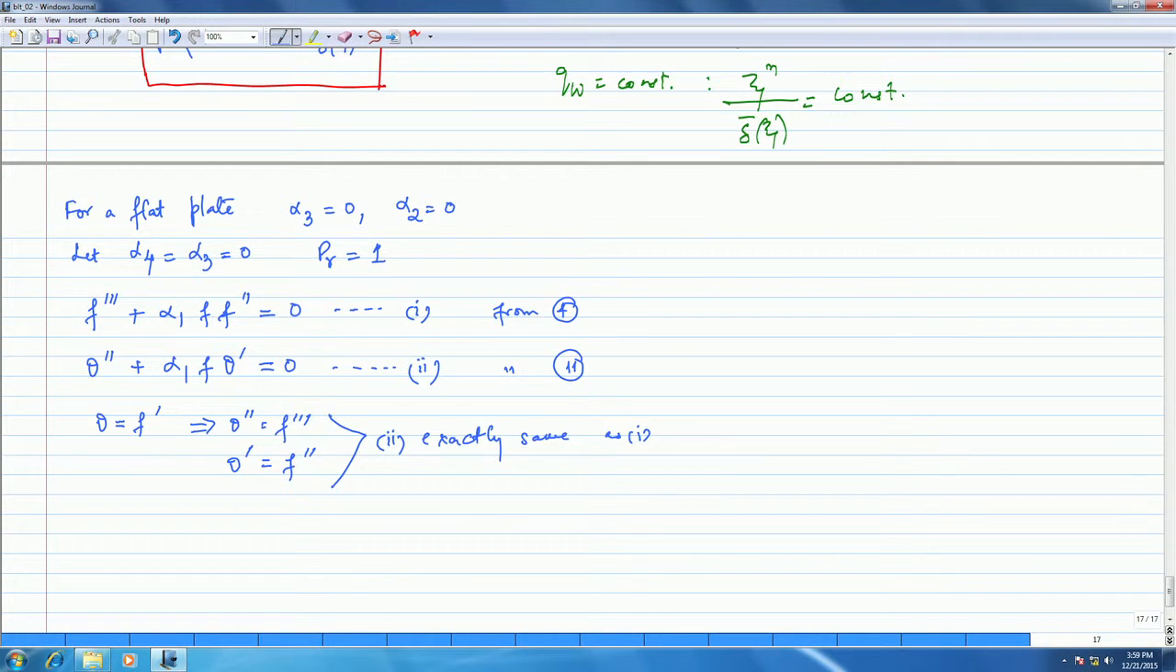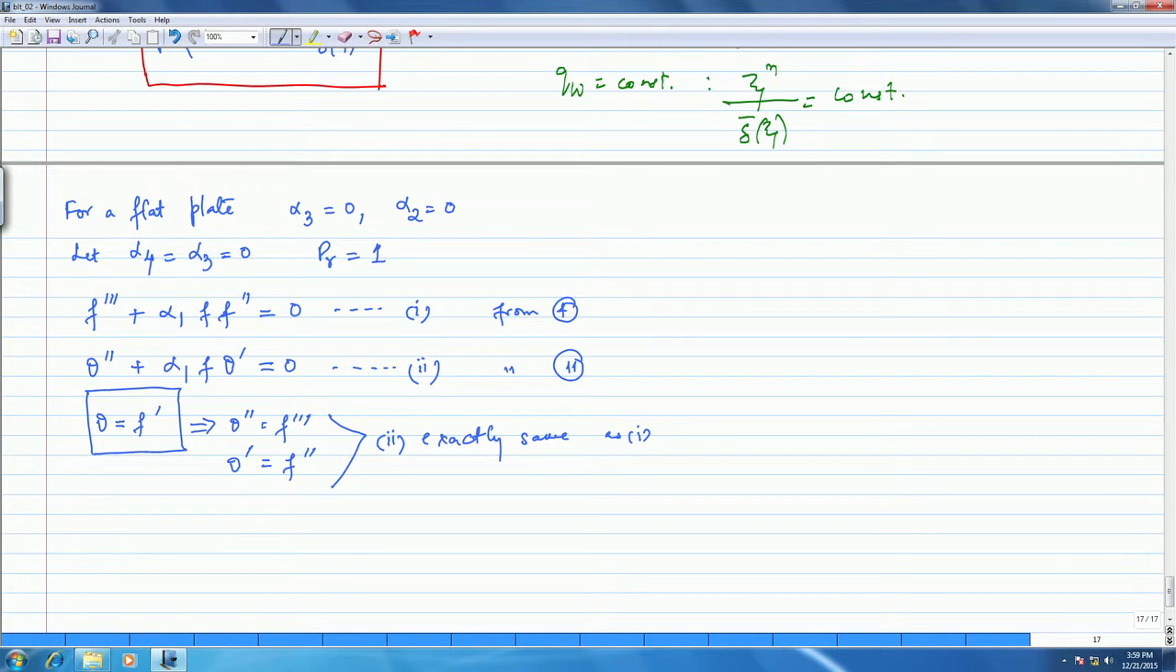Exactly same as 1. Okay? Now, what does that even mean? Does that mean anything? What is the implication of that? So, let us see. We are basically saying that theta and f dash, of course, they have a physical meaning. I mean, we know that, right?